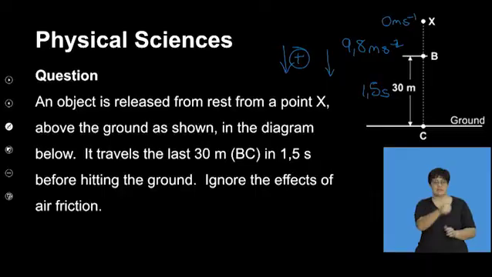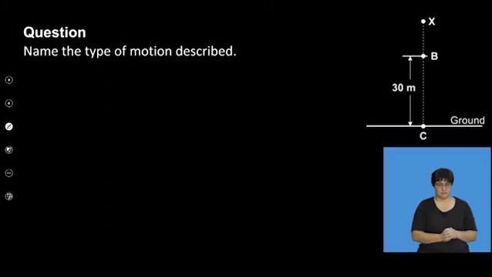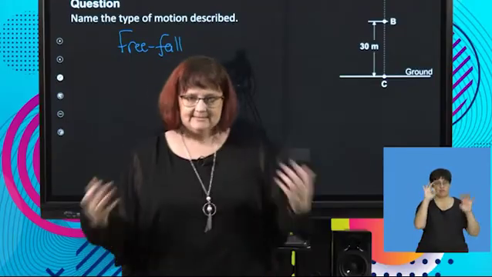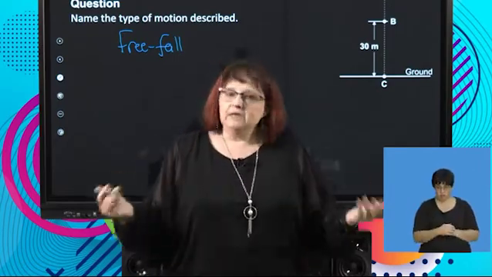All right. First question, name the type of motion described. There's only one type of motion. It's known as free fall. Please, we don't call it projectile motion, even though this is a projectile. We call it free fall. That's the type of motion it is. If they asked you to explain why it's free fall, because the only force acting on it is gravity. It's free fall.